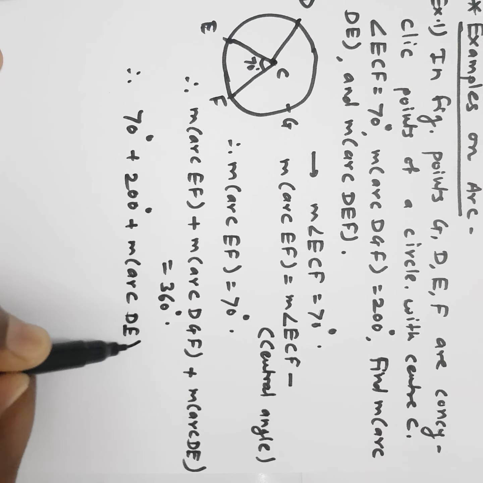Therefore 270 degrees plus the measure of arc DE is equal to 360 degrees. Therefore the measure of arc DE is equal to 360 degrees minus 270 degrees. The subtraction gives 90 degrees. Therefore the measure of arc DE is equal to 90 degrees.